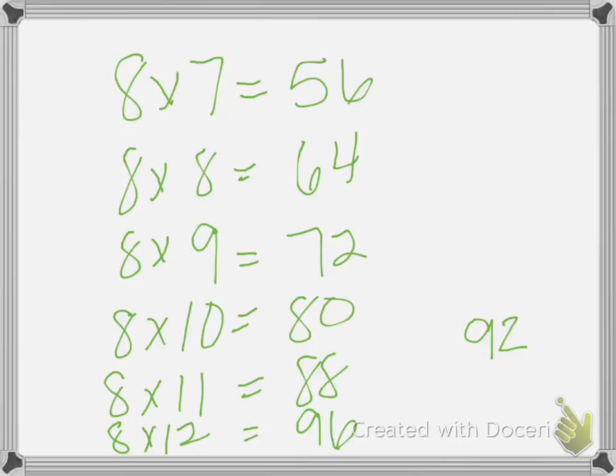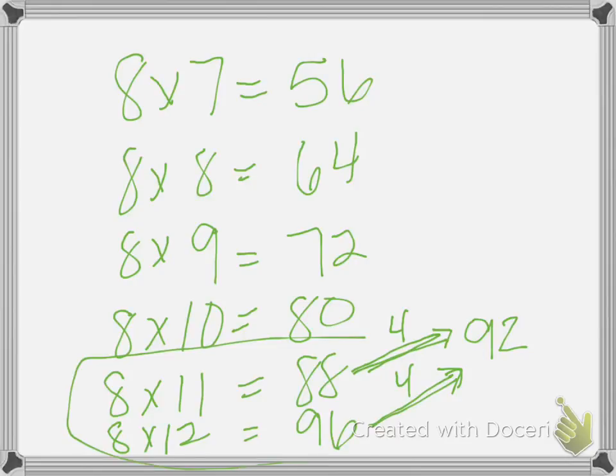And 88 is how far away from 92? 89, 90, 91, 92. So each one is an equal distance away from 92. 88 is 4 away from 92, and 96 is 4 away from 92 as well. So you could pick either one of these. So let's go back here. I'm going to pick the 88.